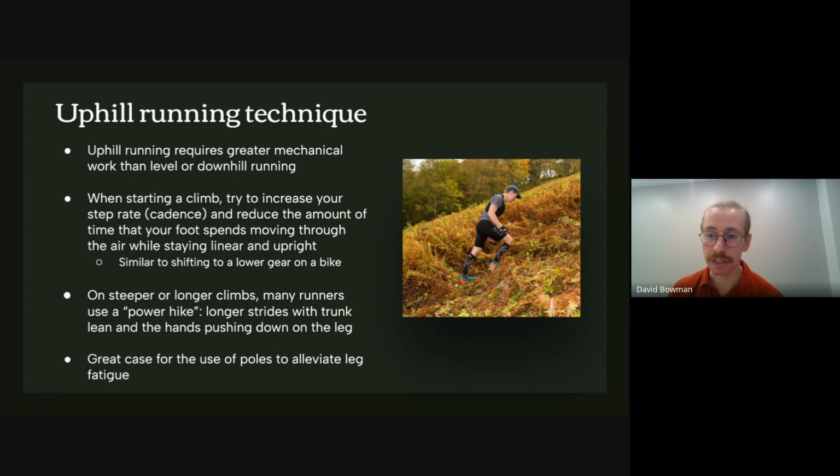When we get into really steep or longer climbs, a lot of runners will switch into what we call a power hike. So this is when we actually open up our stride length. So we take longer steps and then we kind of lean into it with our trunk, and we use our hands to push down the leg to help straighten it out. So this can be a strategy maybe when the hill is feeling particularly long or we can't see the top and running feels like it's too much work for us to keep doing. Uphill running is probably, again, one of those settings where it's going to probably be very helpful to have something like poles to alleviate leg fatigue, but they're, again, not for everyone and not strictly necessary.